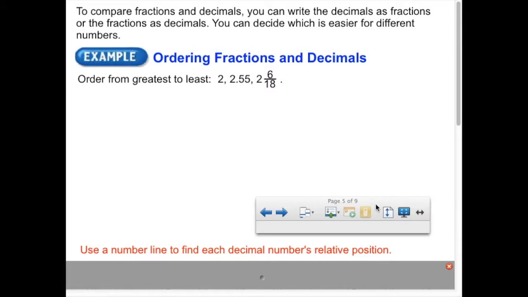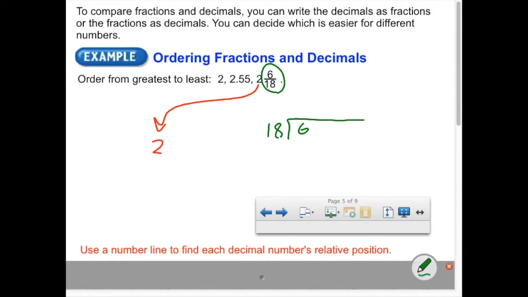Now we're going backwards. You remember we went from a decimal to a mixed number? Now we're going from a mixed number to a decimal. First thing, hands down, the easy part, the 2. Now I need to figure out the decimal part. The 6 is inside, so 6 is in the house, 18 is out of the house. How many times does 18 go into 6? 0. Bring my decimal up.